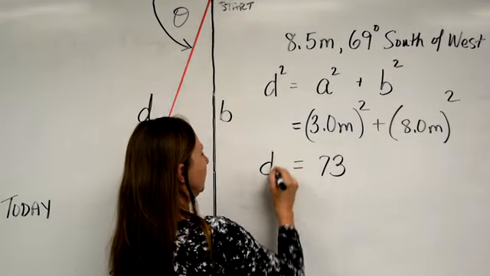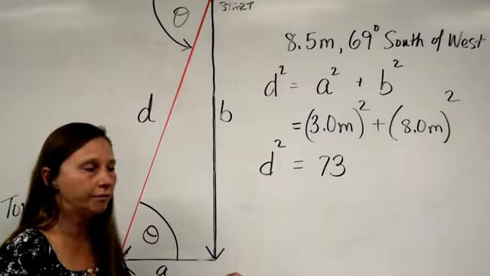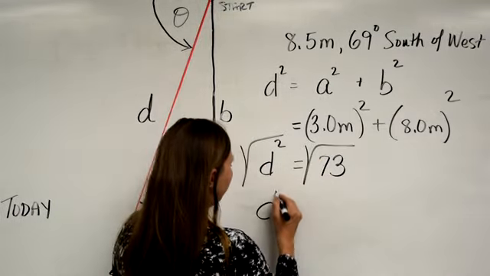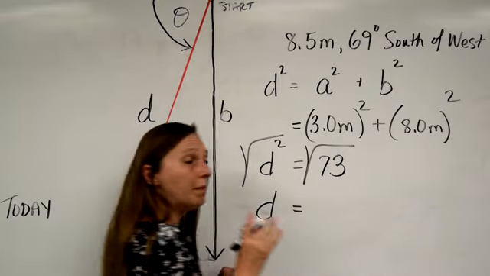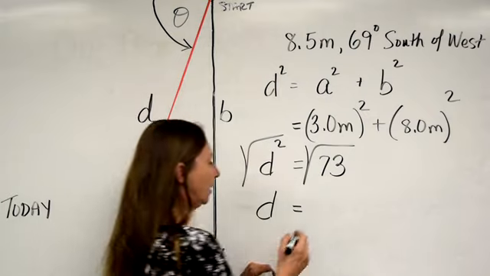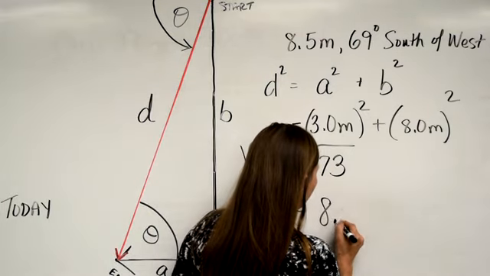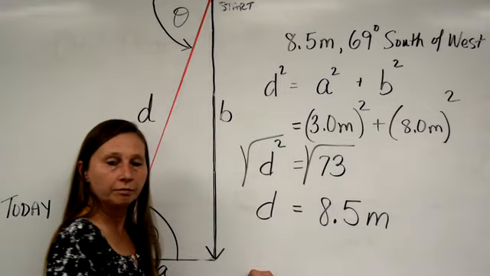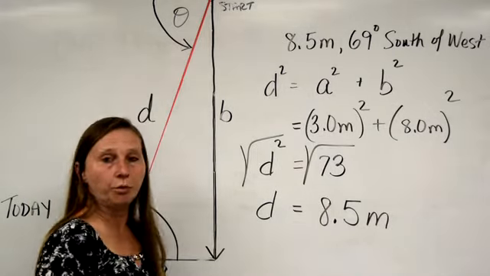Since D squared is 73, we're going to take the square root of both sides and find out the magnitude of our displacement. Take the square root of 73 on your calculator, and it rounds to about 8.5. Not bad. So that's 8.5 meters. That matches up with what we have there.